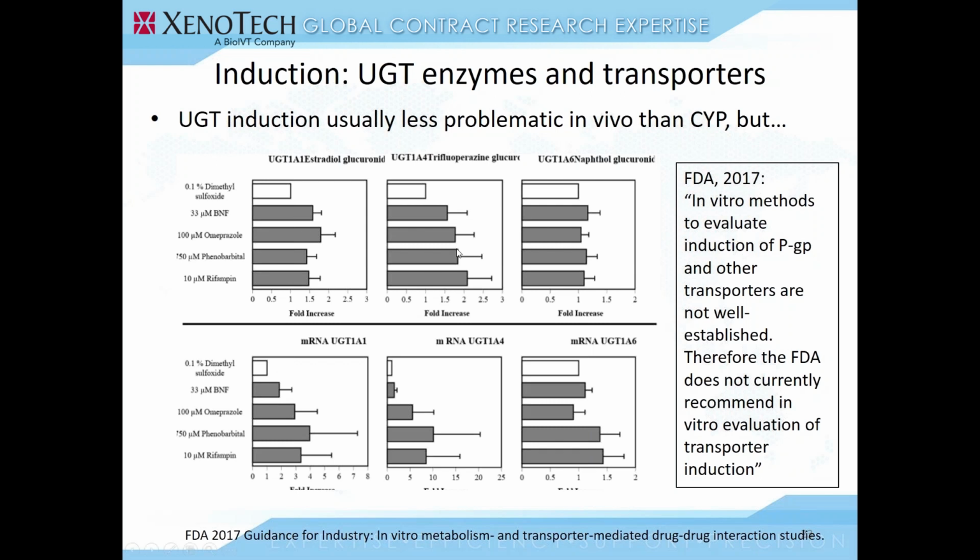Here we have some data. The top is the activity data and the bottom is the mRNA data for a few of the common UGTs with some common inducers. And you can see that we only make it over 2-fold in one of the situations by activity. So it's very difficult to get a useful, reliable response in this scenario.